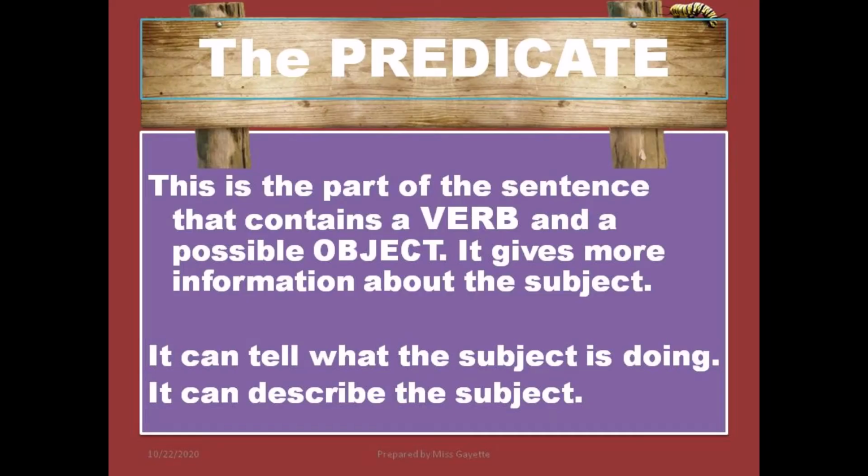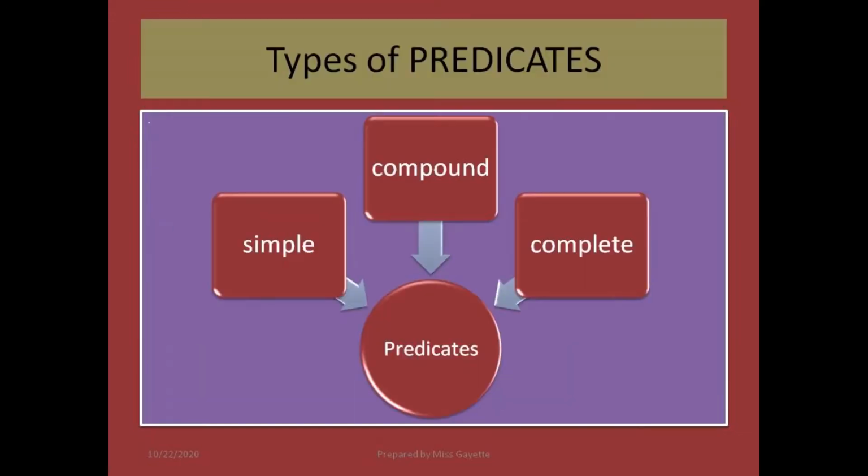Let us now look at the predicate. The predicate is the part of the sentence that contains a verb and a possible object. It gives more information about the subject. It can tell what the subject is doing, or it can describe the subject, and so on. And just for your information, there are three types of predicates, namely simple, compound, and complete predicate.